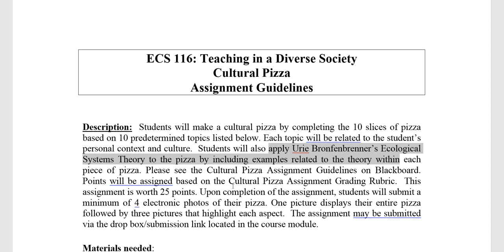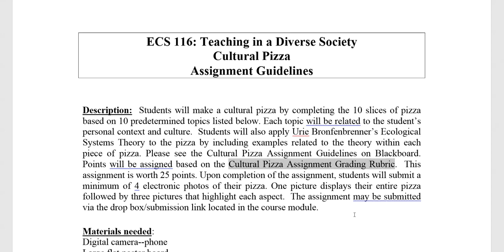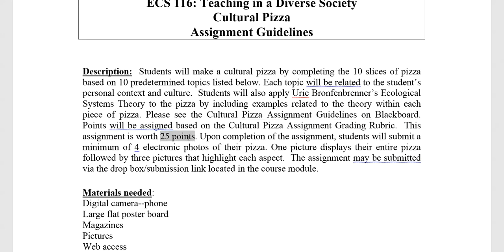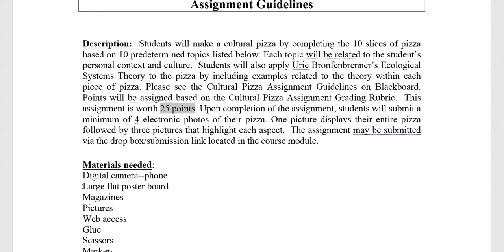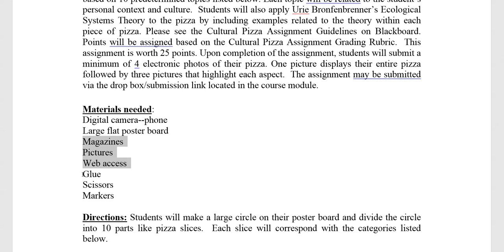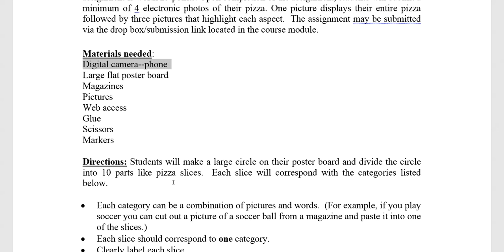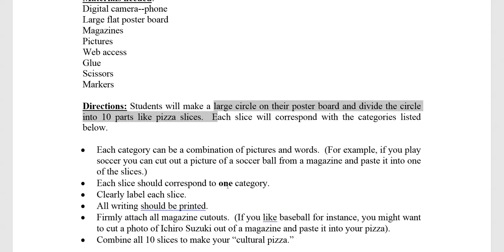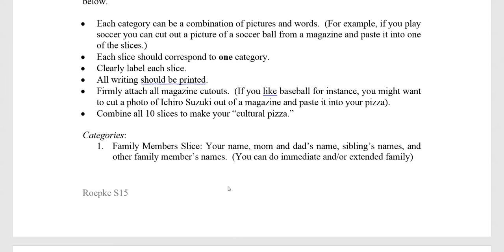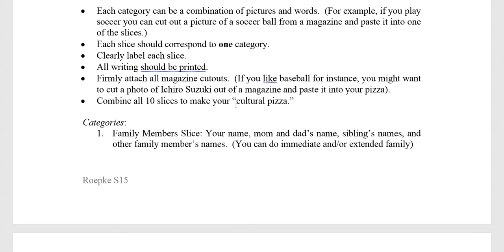I do have a grading rubric for this assignment that we'll go over in a few minutes, and know that it's worth 25 points. It does require you to buy a flat poster board. It does require the use of magazines, pictures, web access. You would need to adhere those items onto your board. So you might need glue, scissors, markers, your phone or a digital camera, however you want to work that out. So you're going to make that large circle on your poster board and divide it into 10 slices, and then I have different categories. So I'm going to jump to the categories first and then come back to this part.